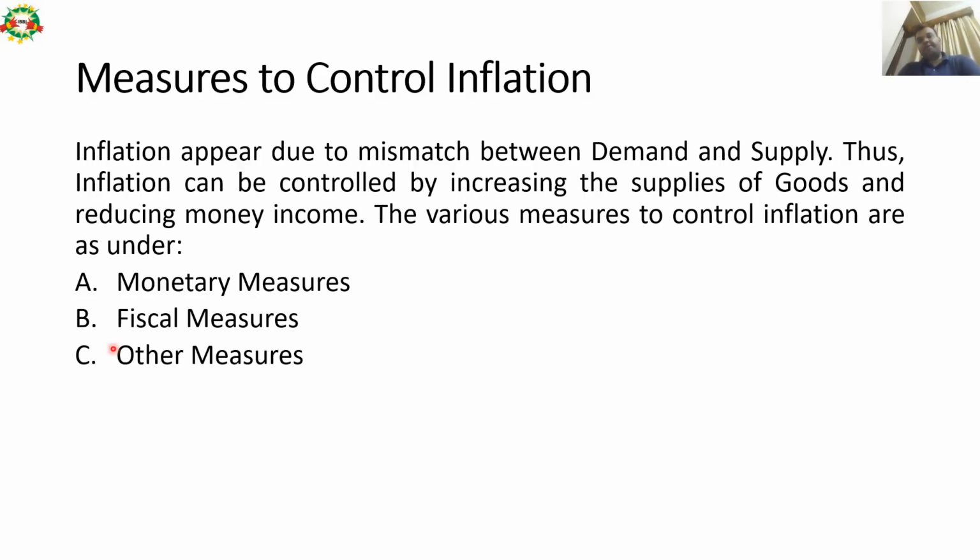So these are the few measures to control inflation. Inflation appears due to a mismatch between demand and supply. Thus, inflation can be controlled by increasing the supply of goods and reducing money income. The various measures to control inflation are as under. There are three sets of measures: monetary measures, physical measures, and other measures. Let us discuss all these three sets of measures one by one in upcoming slides.